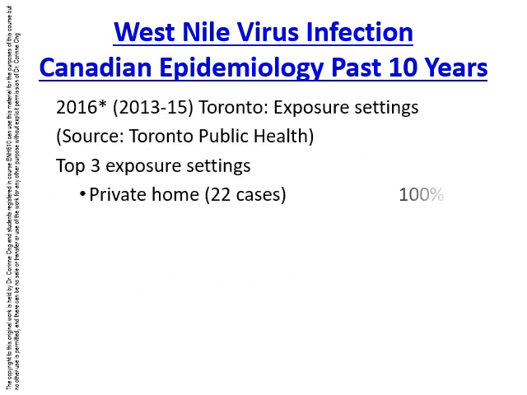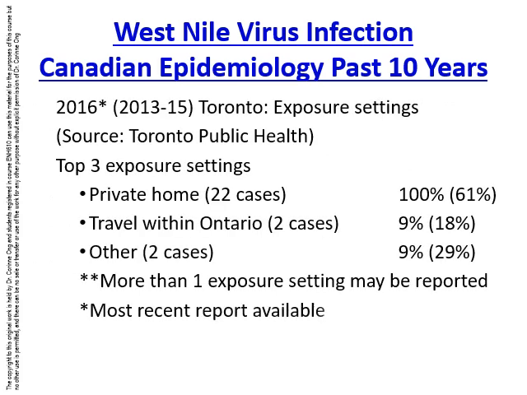If we look at the very last Toronto public health investigation in 2016, the top exposure setting was in a private home. All 22 cases in 2016 acquired their West Nile virus infections in a private home, and less than 10% traveled within Ontario. This means that all cases were actually in their own homes when they were bitten by an infected mosquito.